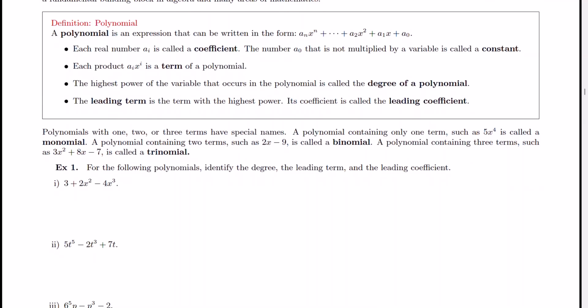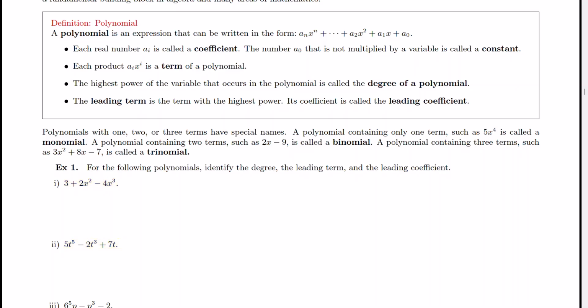A polynomial is a math quantity that includes the sum or difference of multiple terms with x's in them, or just constants, or the product of x's and constants. So something like 3 plus 2x squared minus 4x cubed is known as a polynomial. Something like 5t to the power of 5 minus 2t cubed plus 7t is another example of a polynomial.